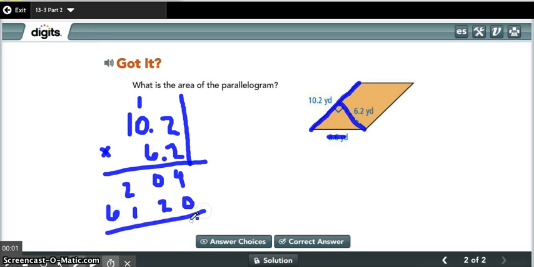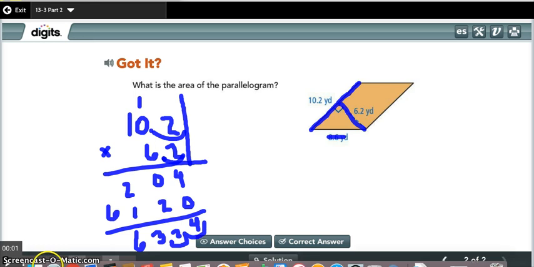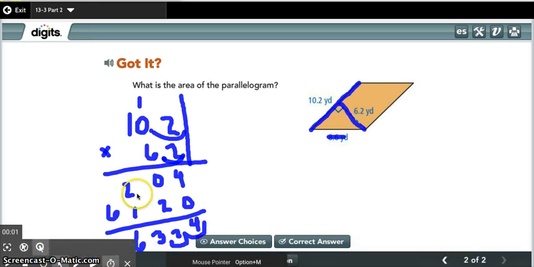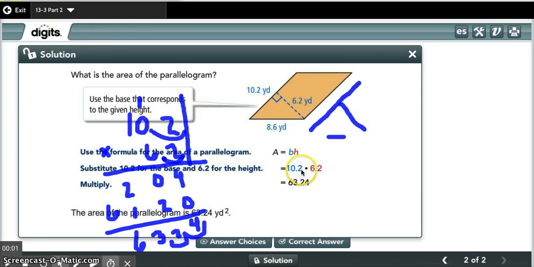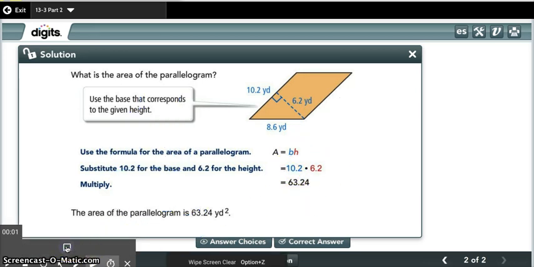I'm going to add all these up. I get 4, 2, 3, and 6. But I know that I have 1 decimal place, 2 decimal places, so I need to jump my decimal over 2 times. So 63.24. Let's go ahead and check that. And remember, this is still going to be square yards because we're working with area. So 63.24. And I'll go ahead and clear my work off here if you'd like to read the words.